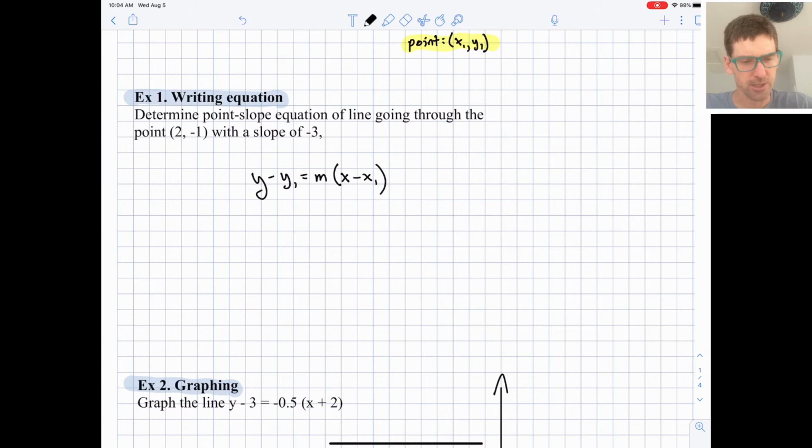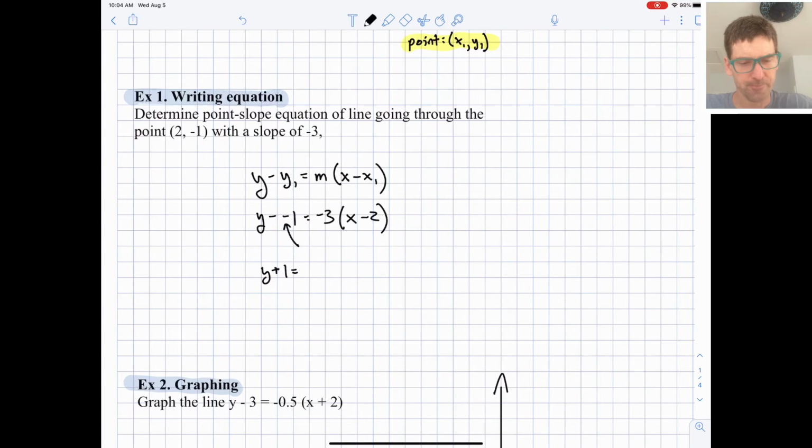So I'm just going to literally plug in each number. Y minus a -1 equals -3 times x minus a 2. By taking more steps than I need to, I mean I want to eventually flip that to a y plus 1, but I want to be careful and not make any mistakes, so I write it out just by plugging in first. So we can write this now as y plus 1 equals -3 times x minus 2. And that's our final point-slope equation. Okay, we completed that one. It has a slope of -3, and it goes through the point 2, -1.